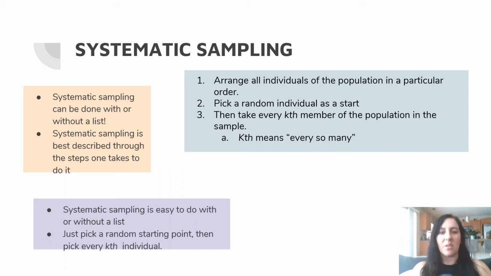Okay, so now let's look at systematic sampling. Hey, so now we're really getting somewhere. All right, systematic sampling. It's like a system, okay? So systematic sampling can actually be done without a list or with a list, either or.